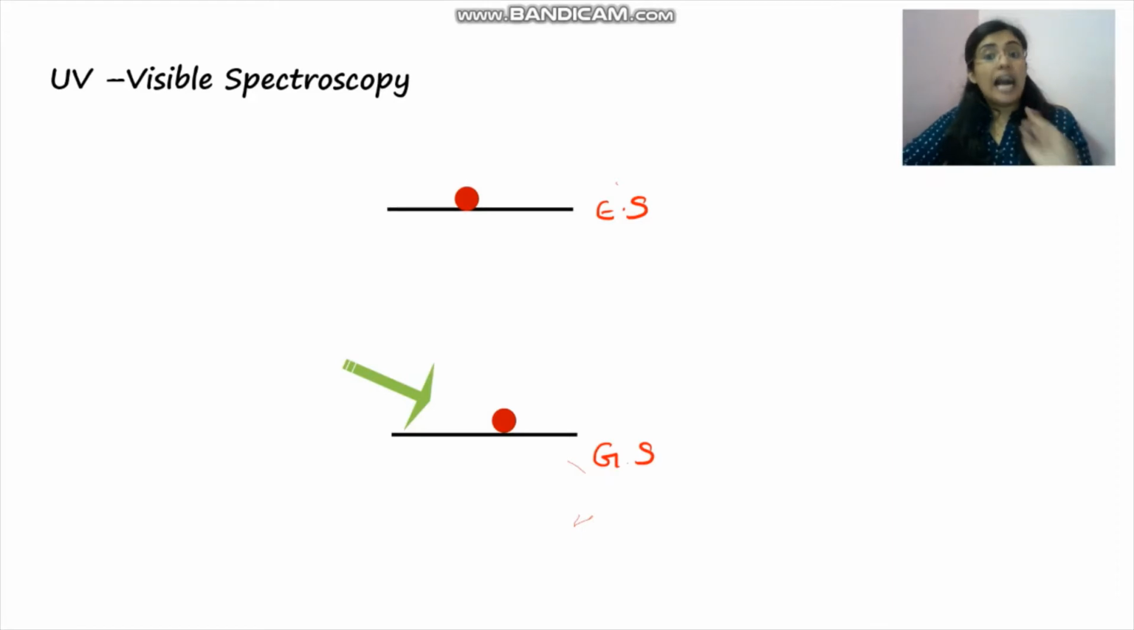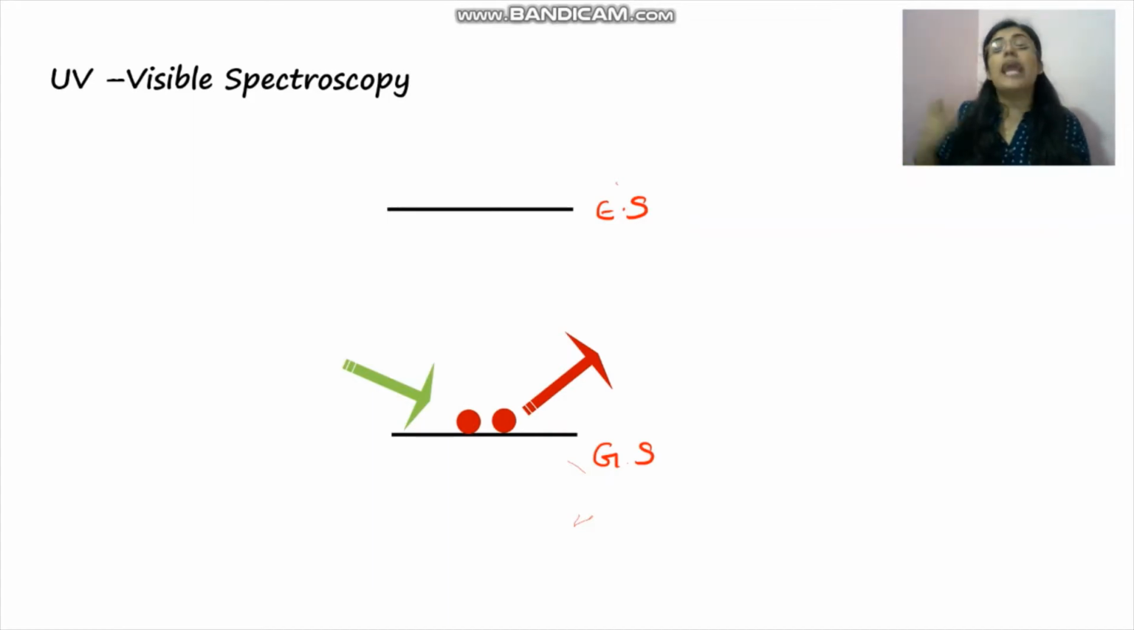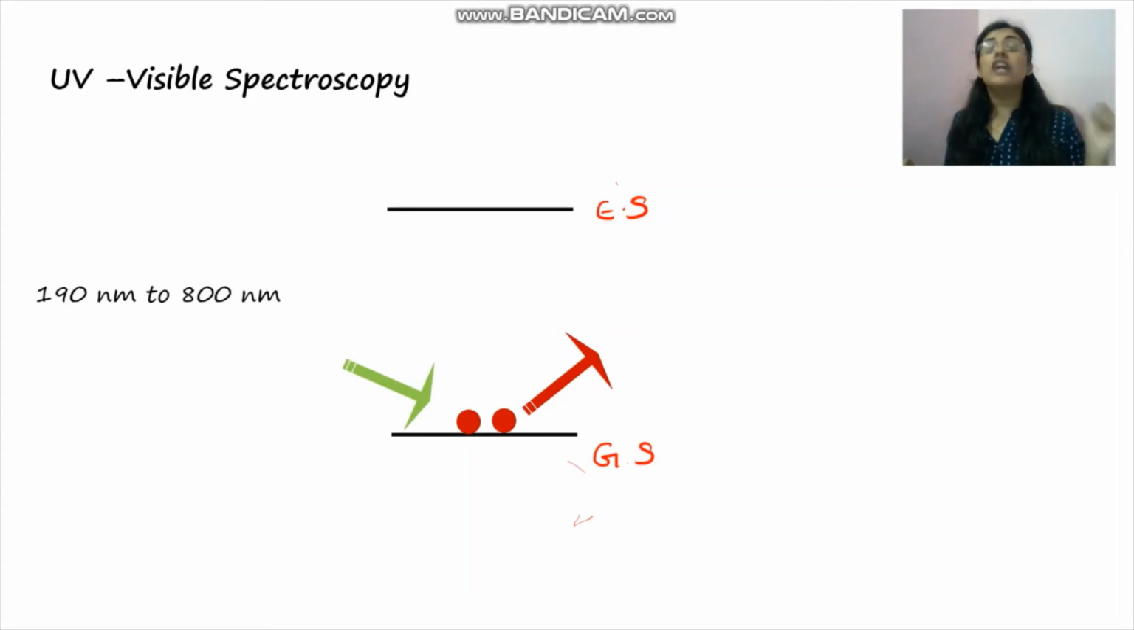But the higher level being unstable, the electron would return back to the ground state, and as it returns back, it would emit radiation. So this is what happens in any absorption spectroscopy. And in UV visible spectroscopy, what happens is that the energy difference between the two states, that is the ground state and my excited state, the electron would absorb energy equivalent to this energy difference, and that energy difference would be in the range of 190 nanometer to 800 nanometer, which is in the UV visible region of the electromagnetic spectrum.